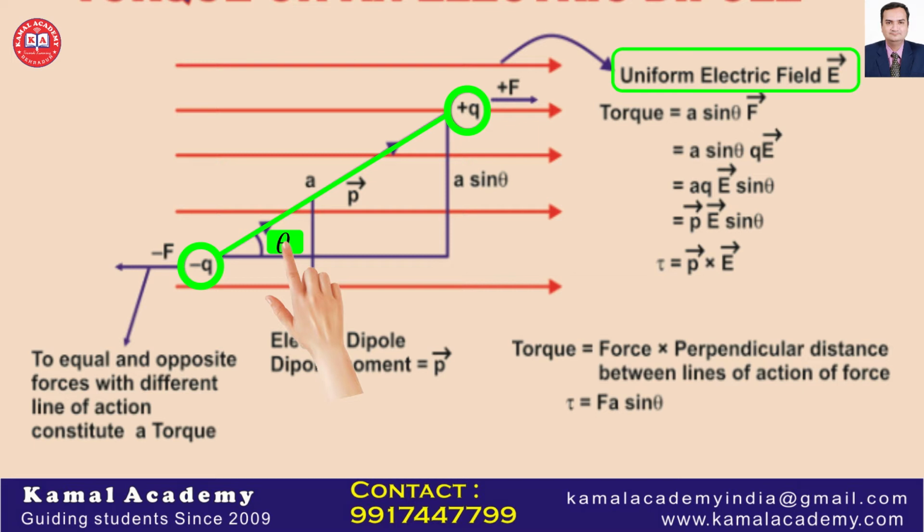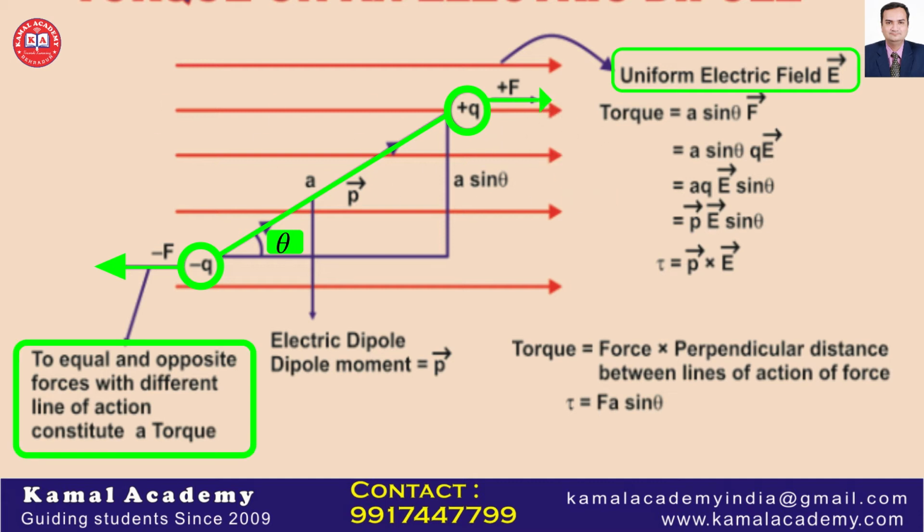The point charge minus q experiences an electrostatic force of attraction in a direction opposite to the applied electric field E, while the point charge plus q experiences an electrostatic force of repulsion in the direction of the applied electric field E. Since the two forces are equal and opposite with different lines of action, they constitute a torque.